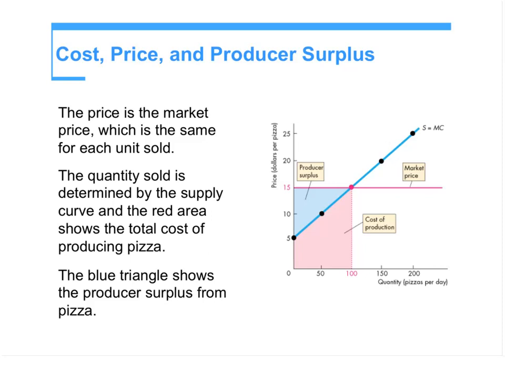So the blue triangle, though, shows the producer's surplus from pizzas. If you look at the producer's surplus, those are the pizzas that were not sold. They are extra left produced by the suppliers, because their price was higher, you know.